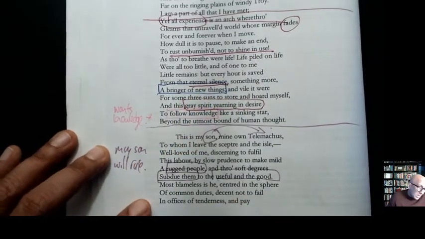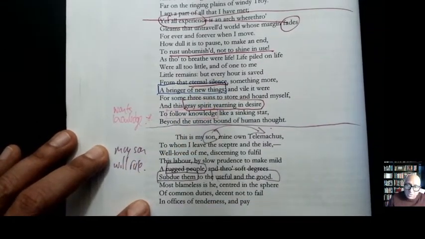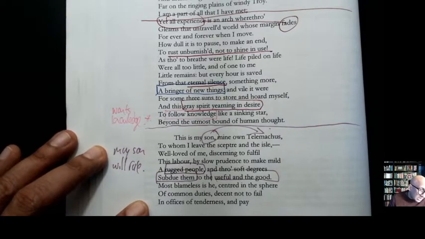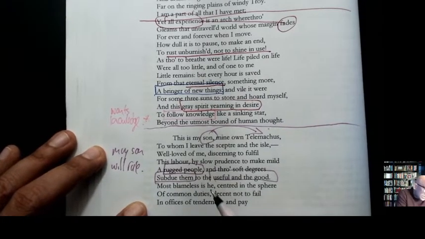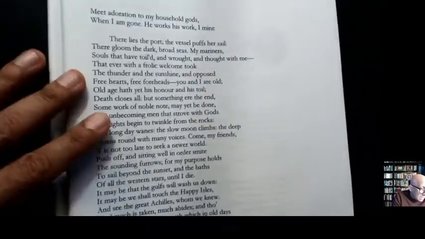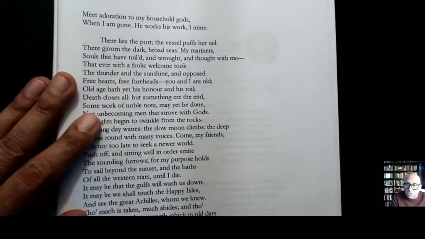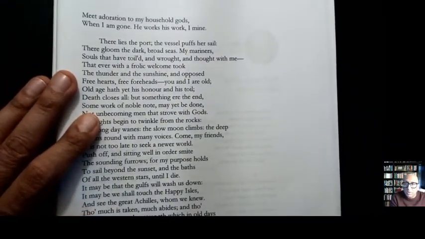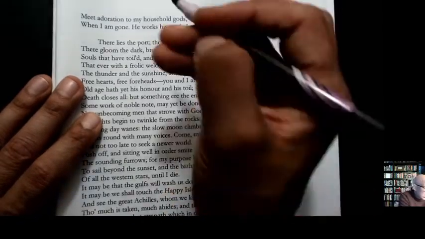He's fine. Most blameless is he, centered in the sphere of common duties, decent not to fail in offices of tenderness, and pay meet adoration to my household gods when I'm gone. He works his work, I mine.